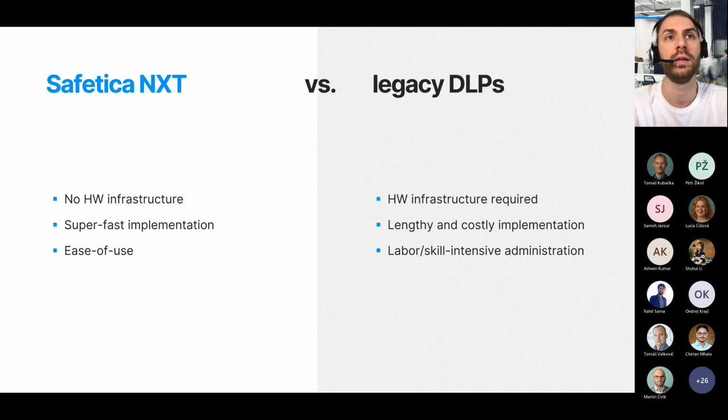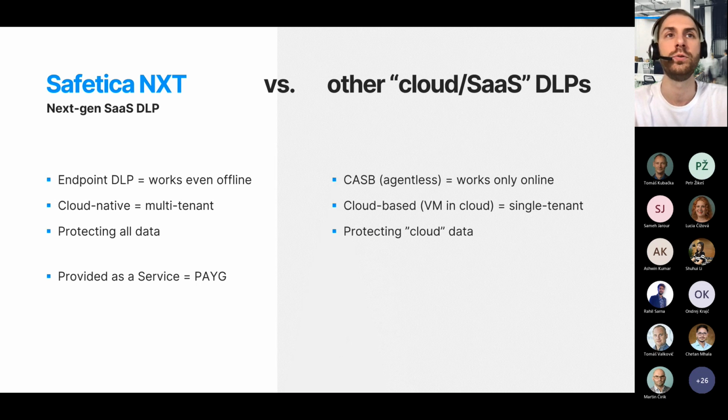But I would also like to talk a little about our differences to the other cloud and SaaS DLPs, because vendors use different wordings that in the end could lead to quite a confusion on the market regarding what cloud or SaaS DLP is or is not. So what is next-gen SaaS DLP from the Safetica perspective?